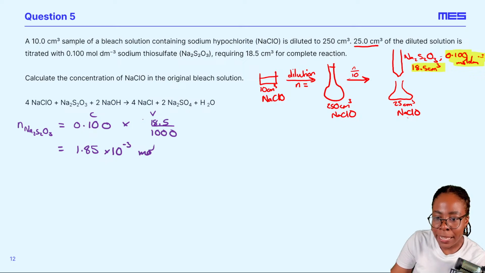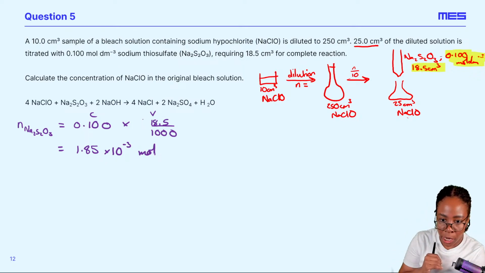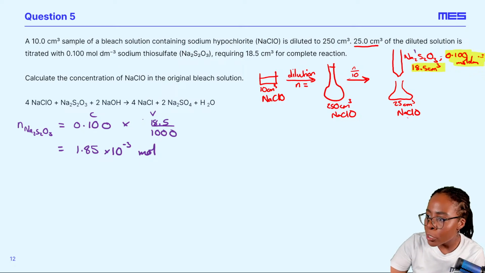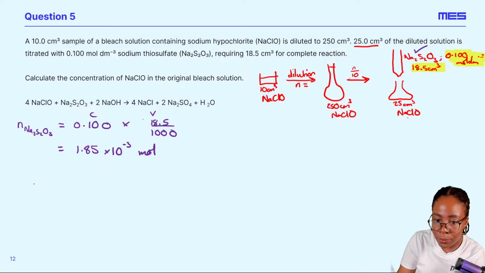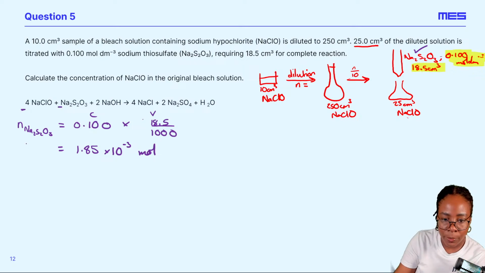Now it's just a case, again, of following that journey. Because we've now got the moles of our sodium thiosulfate, we know then how many moles of NaClO we had in that flask, and we get that, of course, from our molar ratios. Our ratio from sodium thiosulfate to our sodium hypochlorite is a 1 to 4 ratio. One of these for 4 of those. So we're going to take our moles and multiply that by 4.